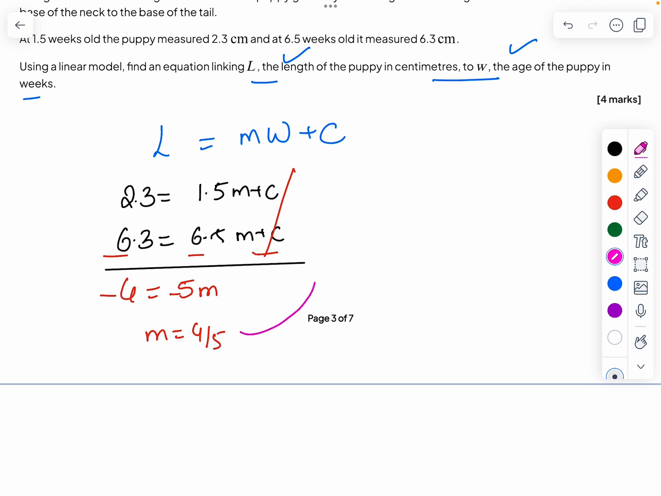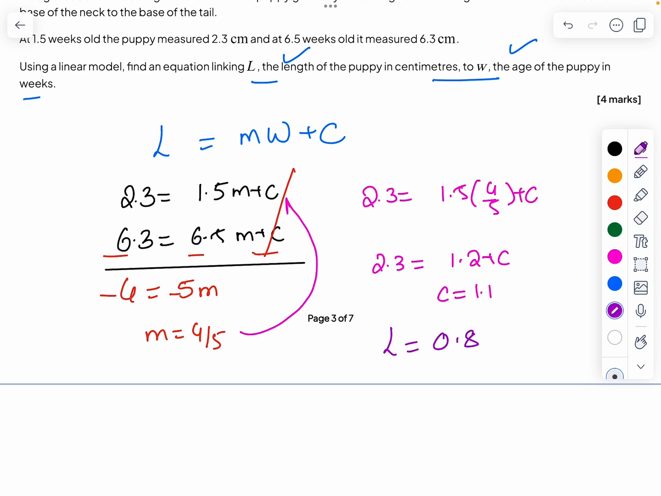Plug in M as 4 upon 5 over there. So 2.3 equals 1.5 times 4 upon 5 plus C. So 2.3 equals 1.2 plus C. So what is the value of C? 1.1. So what will the equation become? L equals 0.8W plus 1.1.